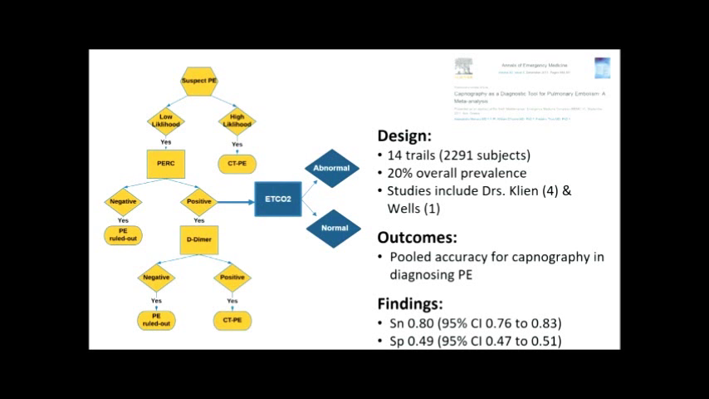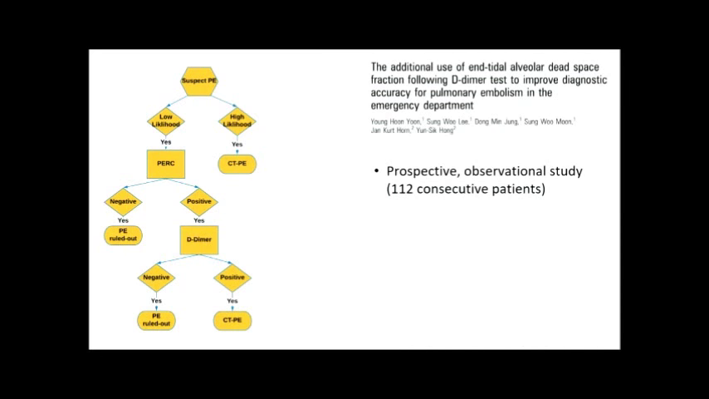But if we look into the studies that were in that review, there was one that I found particularly interesting. It was by Yoon, and it was an observational study of 112 consecutive patients. And they were looking at the subset of patients who were low risk but had a positive D-dimer, who I think we all kind of struggle with a little bit. We all come across this patient. Low risk with a positive D-dimer. Is there a role for end-tidal CO2 in that patient?